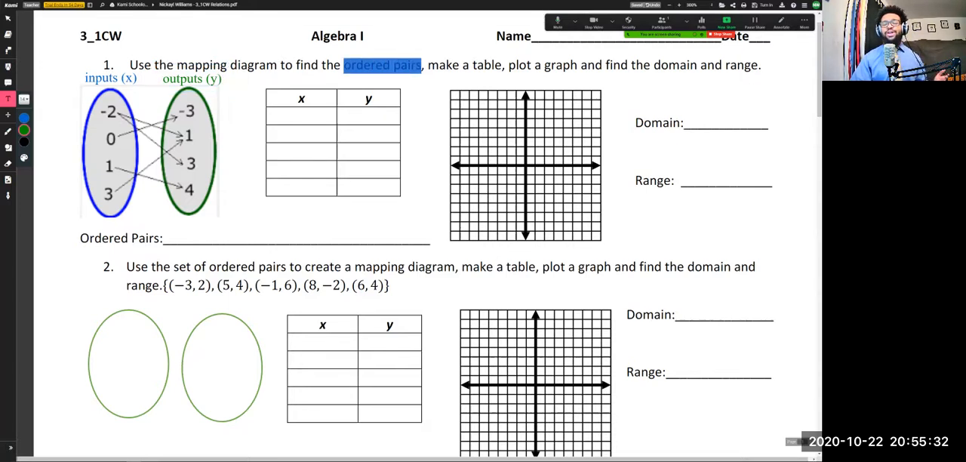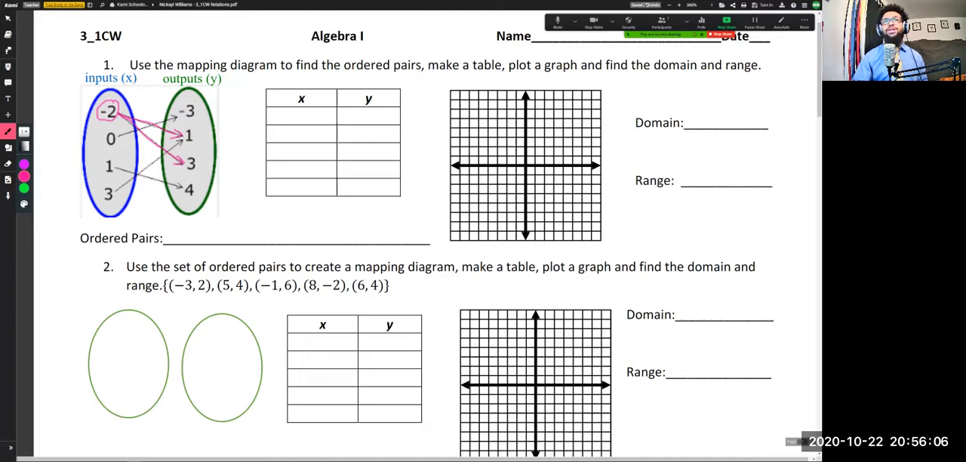When we write our ordered pairs, we have to put them in parentheses. Otherwise, it's just two numbers that are next to each other and we don't know what they mean. And when we go to write our ordered pairs from a mapping diagram, you're going to look at the number you're starting with. So we're going to start with this first number here. And then we see that it goes to two different numbers. We see that it goes to this 1, and then we see that it goes to this 3. That might be a little bit confusing, but the way we're going to think about this is that each of those lines indicates a separate ordered pair.